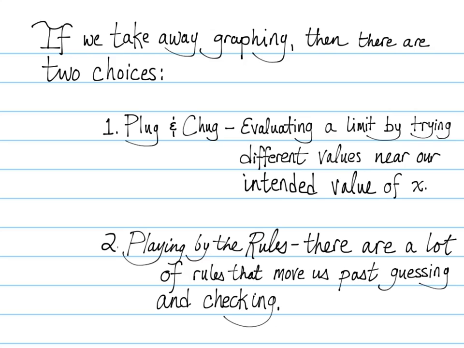And so if we take away graphing, then there's basically two things left that we can do. One of the two things is the method called plug and chug, where you just plug in values of x into your function that are near the value you're trying to evaluate the limit at. And the other is playing by the rules, which is using different rules to compute the limits. Now, the next video is going to be about the rules, but this video is about plugging in values.